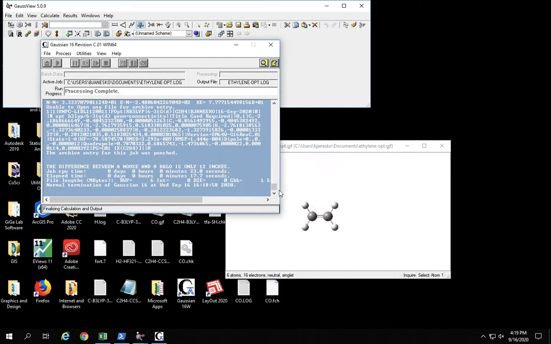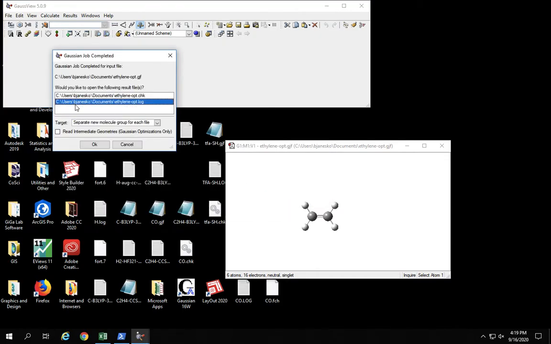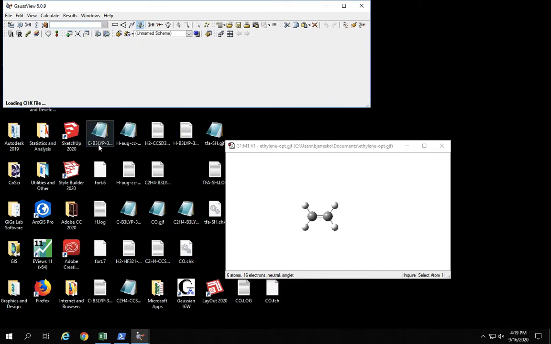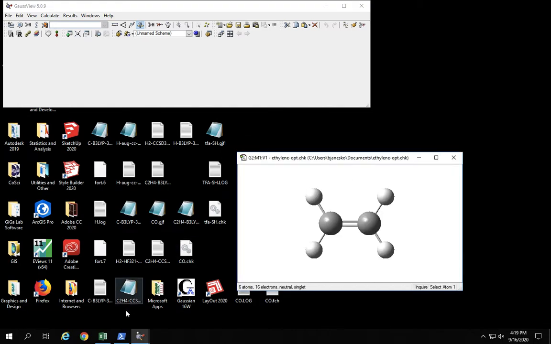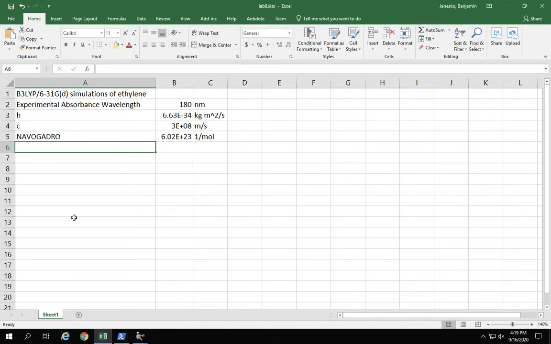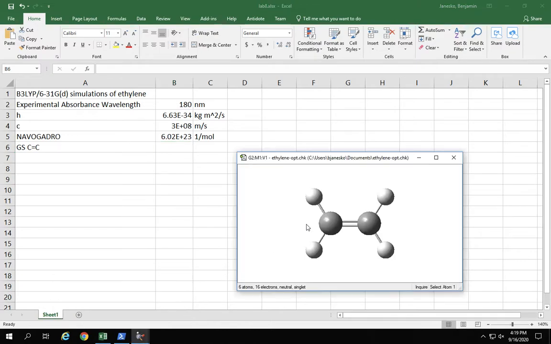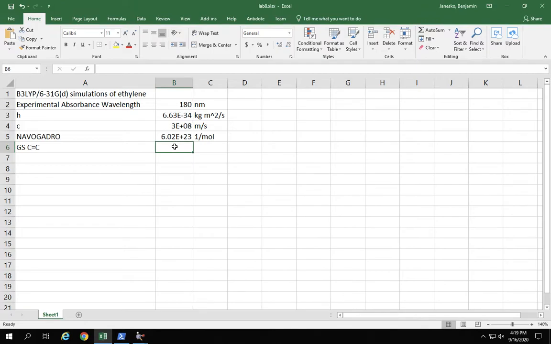Okay, calculation's done. I'm going to open the checkpoint file. Why not? There's my optimized geometry. I might want to record just a representative ground state carbon-carbon bond length, because that's likely to change in the excited state. Click on the two atoms, 1.33072. Of course, I would round that to about 1.33 if I was reporting it in a paper. That's in angstroms.